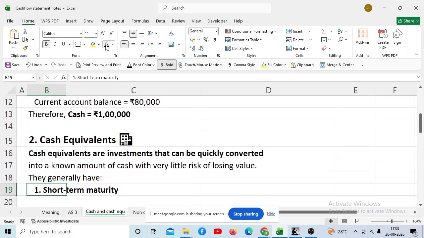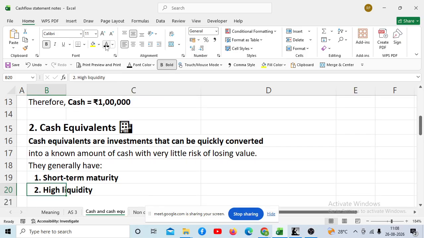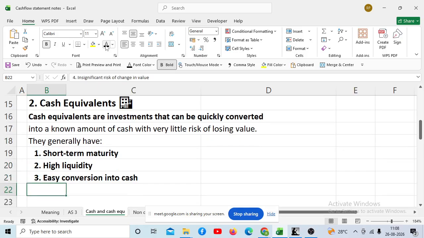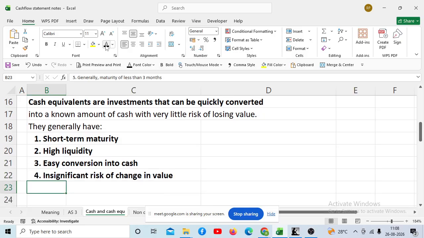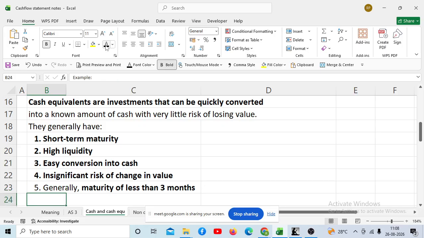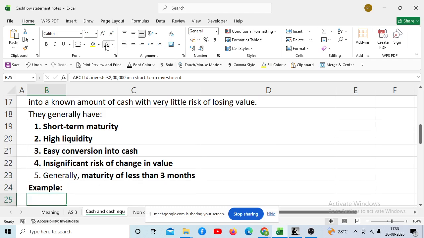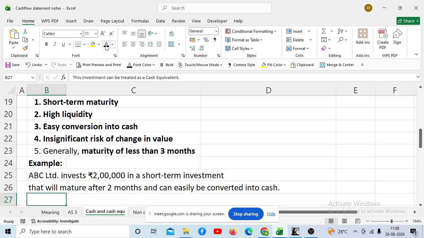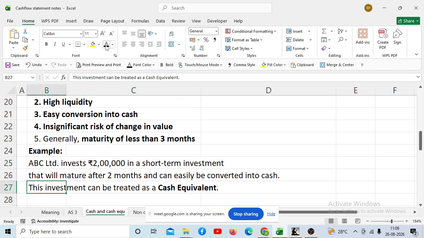They generally have short term maturity and high liquidity and easy conversion into cash. These are the features of cash equivalent, and insignificant risk of change in value. And the important point is generally the maturity period is less than 3 months, that is 90 days, right? So these are called as cash equivalent. For example, ABC Limited invests rupees 2 lakh in a short term investment that will mature after 2 months, and it can be easily converted into cash. This investment can be treated as cash and cash equivalent. So this 2 lakh we call it as cash equivalent.